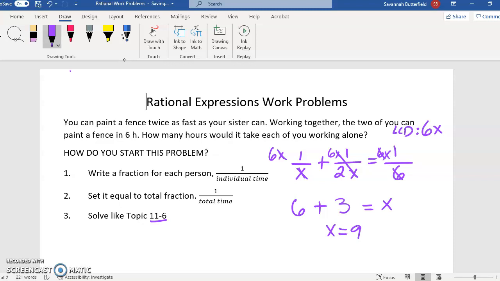You can do it twice as fast. Oh, excuse me. So it would actually be 1/2. So we would actually do this 1, you can do it twice as fast, so 1 over 2x. That would be 4.5 hours. You can do it twice as fast as her.